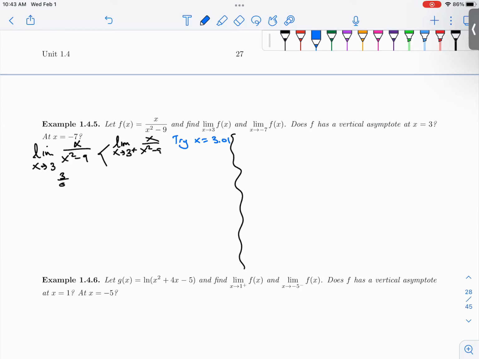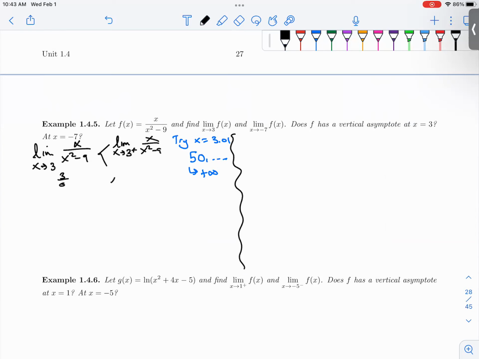You're going to get 3.01 over 3.01 squared minus 9, a positive number, 50 point something. So it's going to be positive infinity. Right off the bat, we know that this has a vertical asymptote there, because at least one of the one-sided limits gave me positive infinity or negative infinity. But we're asked to find the limit as well.